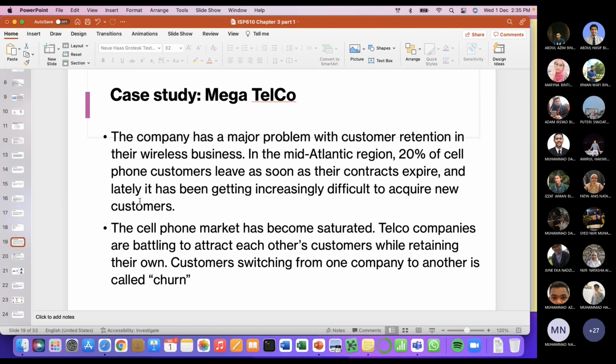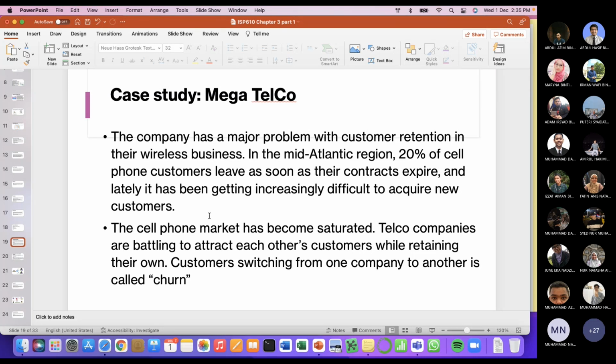Okay, but we tried to match with this analytics method, okay, with the case study. So we have one case study, and after this kita tengoklah dekat mana. Maknanya setiap satu analytic methods tu macam mana. Okay, this is a case study of Mega Telco. So Mega Telco is a telecommunication company, and this company has a major problem with customer retention.